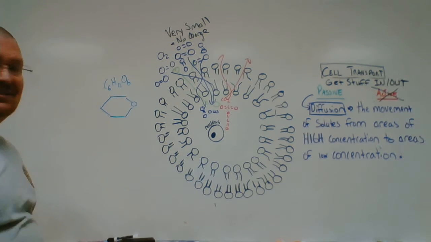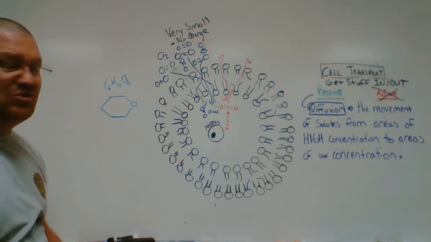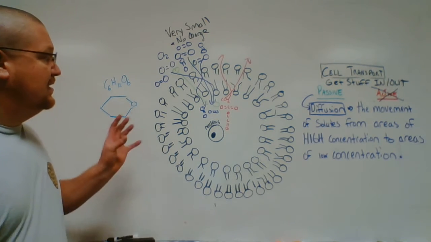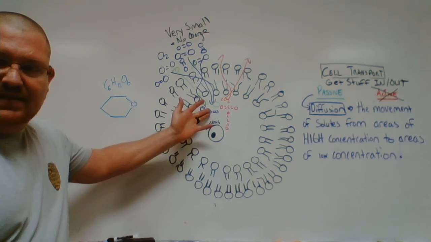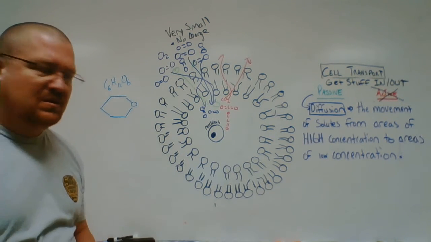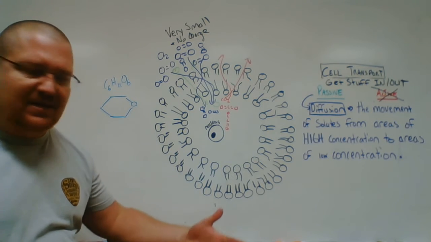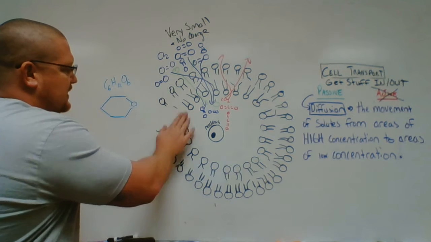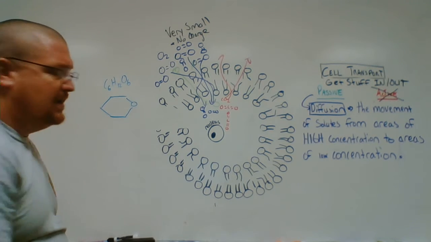C6H12O6. So now we got a compound with 24 atoms. Compared to 2, that's 12 times bigger than this. So it's not small enough to get through. But we got to get it through. We need sugar to make energy. So what we need is a little help, right?